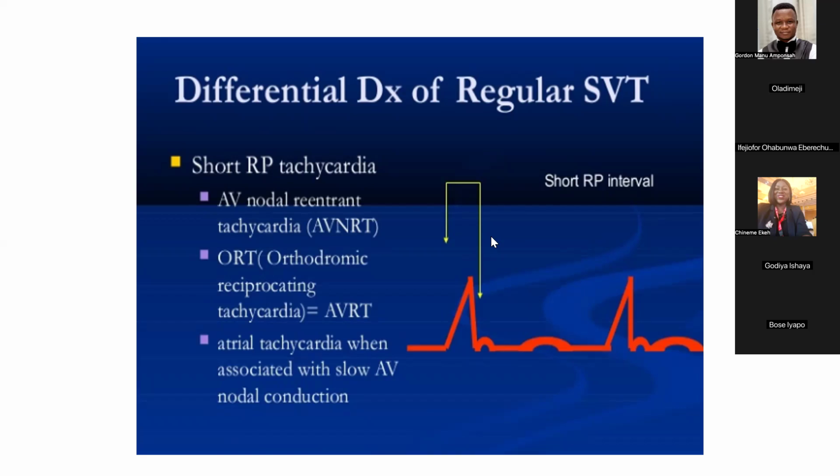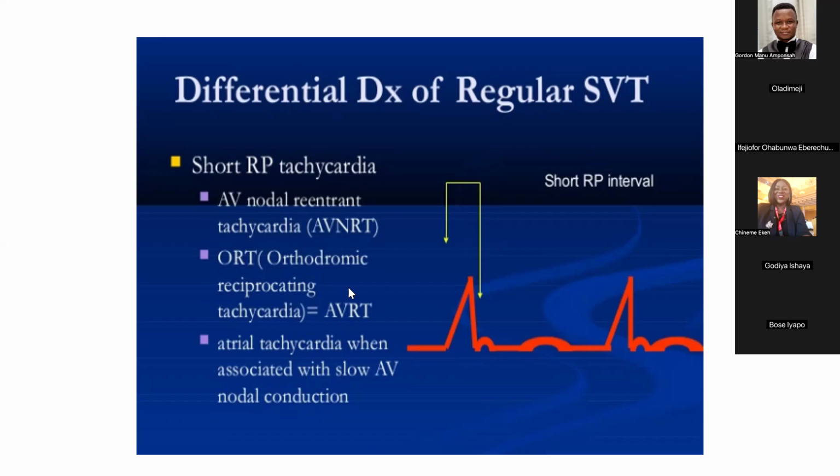Apologies for the interruption. So as I said, when we are talking about short RP tachycardias, the most important differential for short RP tachycardia is the AV nodal reentrant tachycardia. So for AV nodal reentrant tachycardia, we know the mechanism from before. Everything is happening around the AV node. So anytime you are doing an EP study and it's a short RP interval, the most important differential you want to really be sure of or rule out is AV nodal reentrant tachycardia.